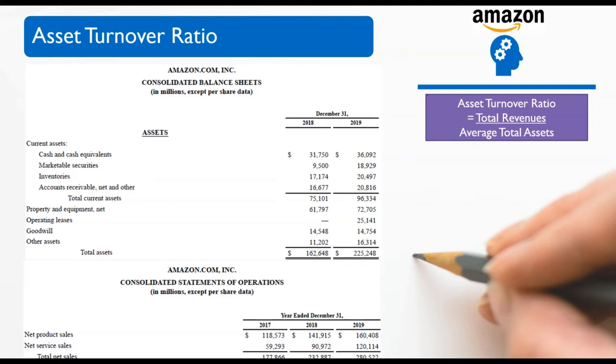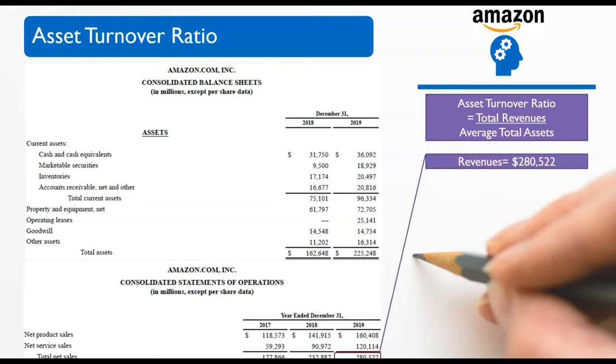The key point here is that the higher the asset turnover ratio, the better the company is performing, since it indicates that the company is generating more revenue per dollar of asset. So, how is this ratio calculated? The asset turnover ratio is calculated by taking the total revenues during the year and dividing this by the average total assets.